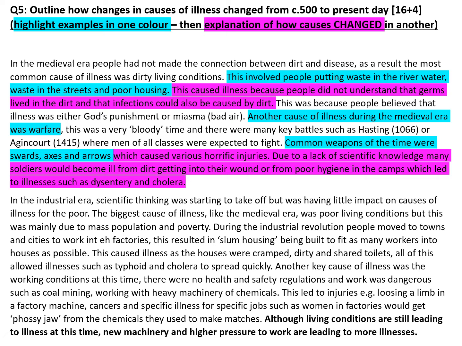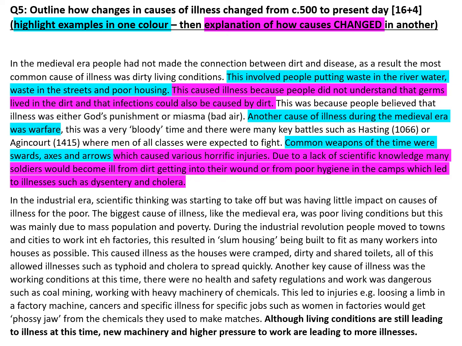So my reason is poor living conditions. That is the same as when I said dirty living conditions for medieval era. And I've mentioned that that's similar because I'm comparing. But I've also said it's different because in medieval era it was because they didn't know any better. In the industrial era it's because loads of people are moving to towns and cities.